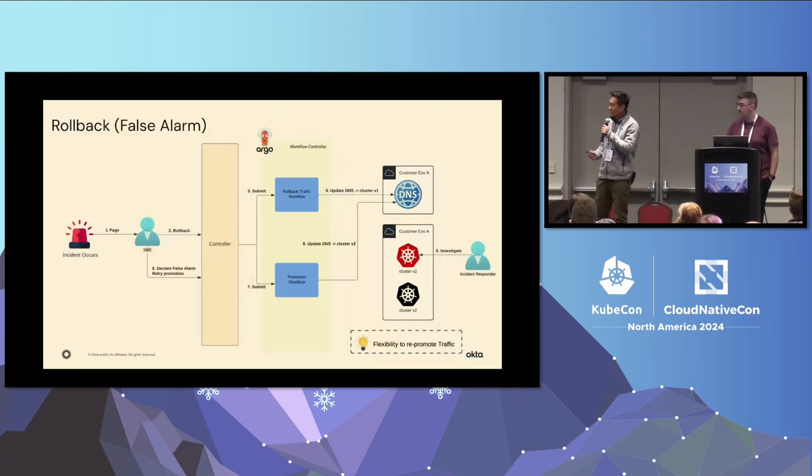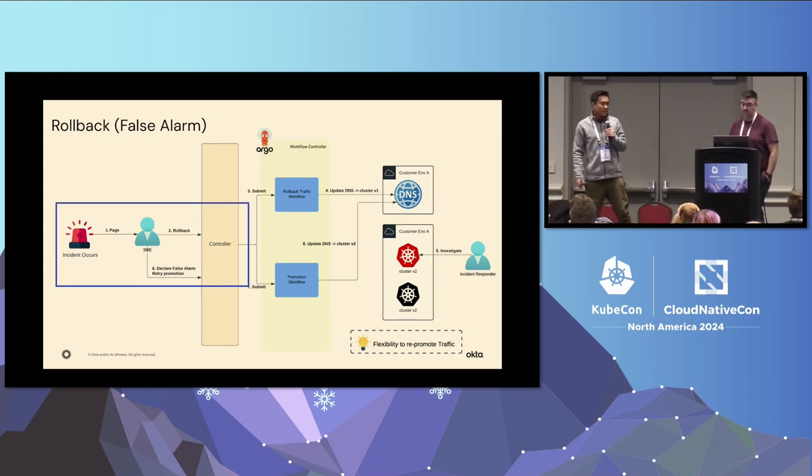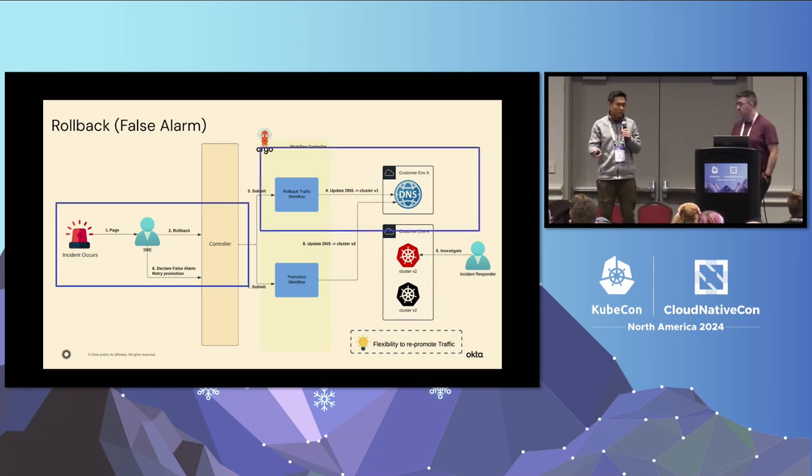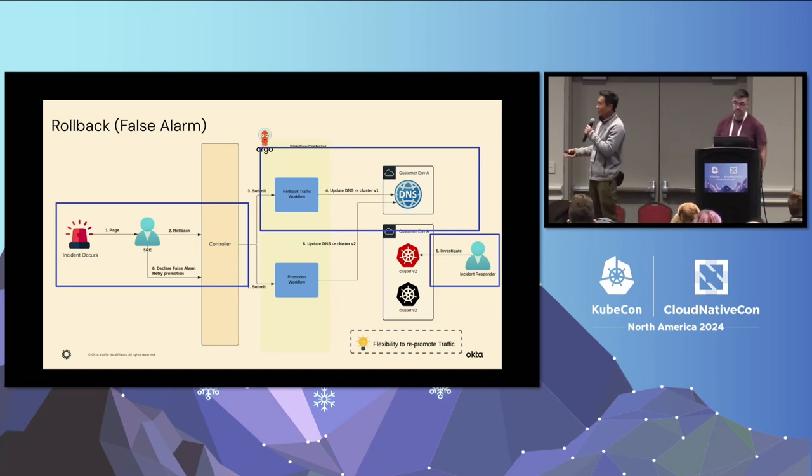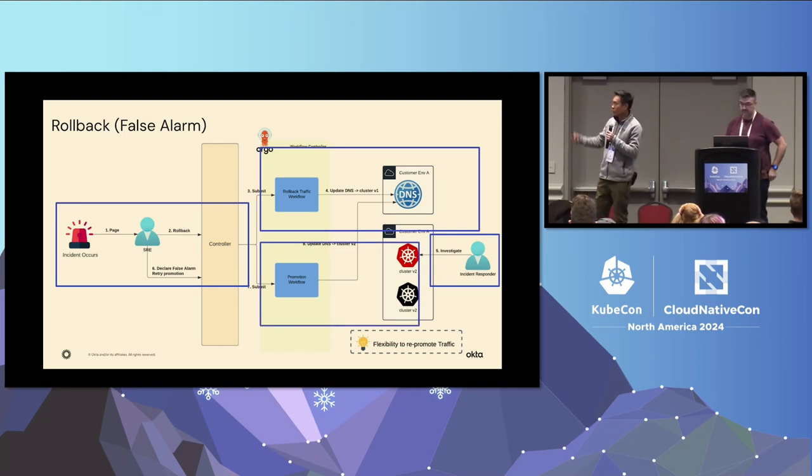Also, we need to handle a false alarm use case. Let's say SRE is paged, SRE submits a rollback workflow, and then the control plane switches the traffic back to the old cluster by running the rollback traffic workflow. At that point, an incident responder steps in, looks into the new cluster and finds that it's a false alarm, and it's okay to upgrade. He tells SRE that you can go ahead and retry the promotion. SRE will submit a retry promotion operation to the controller. The controller will submit the promotion workflow. This workflow is just the same as the happy path: it will point the traffic back to the new cluster.